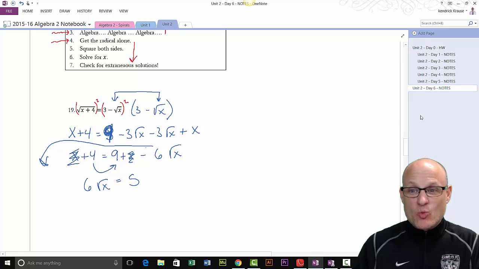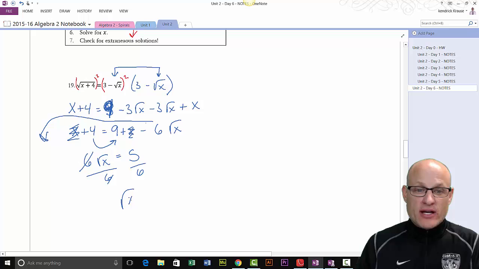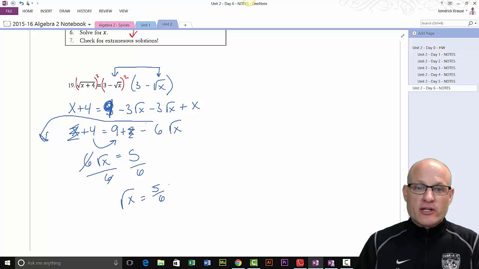You have to get the weird thing alone. So we're going to divide by 6. Divide by 6. So I get the square root of x is equal to 5 over 6. Still solving for x. Now we got the weird thing alone. Now I want to solve for x. So in order to get x by itself, you have to square both sides.